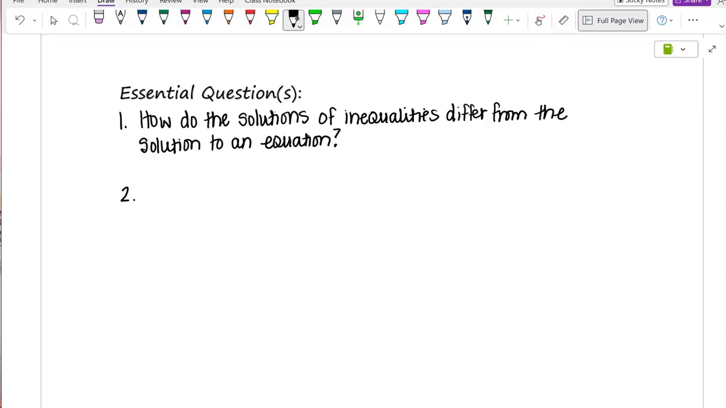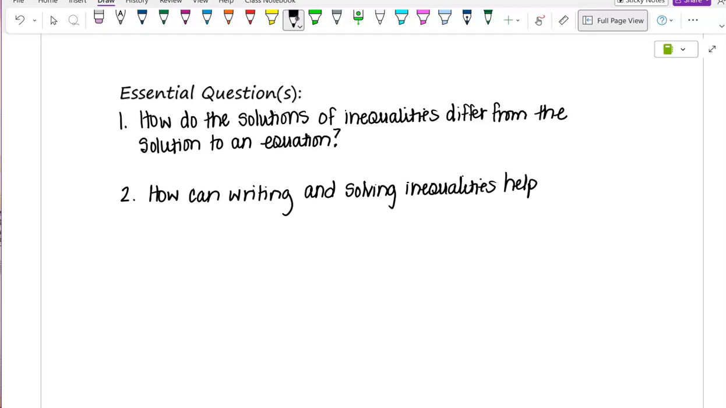And the second question: how can writing and solving inequalities help you solve problems in the real world?